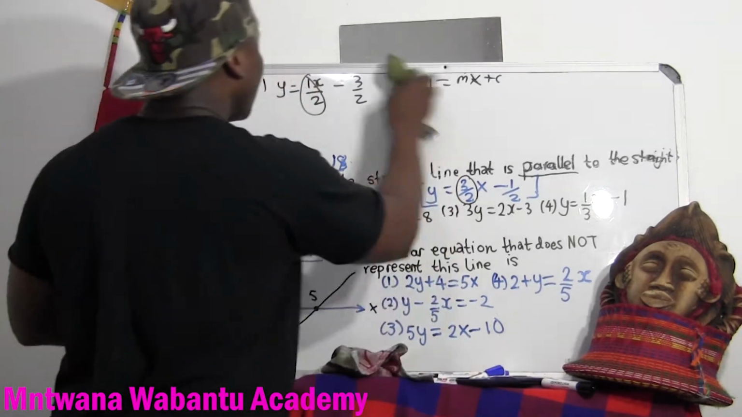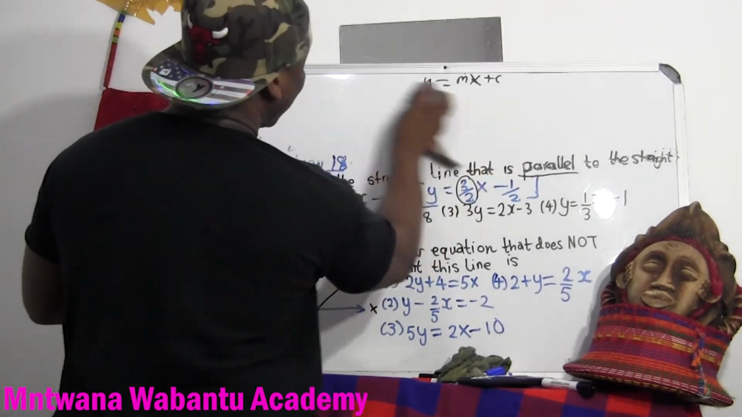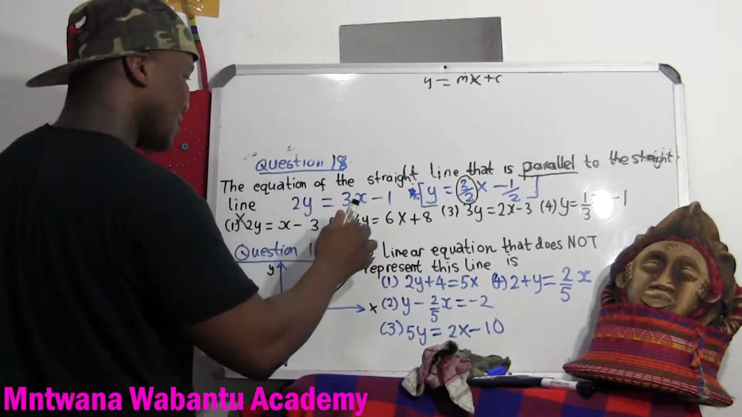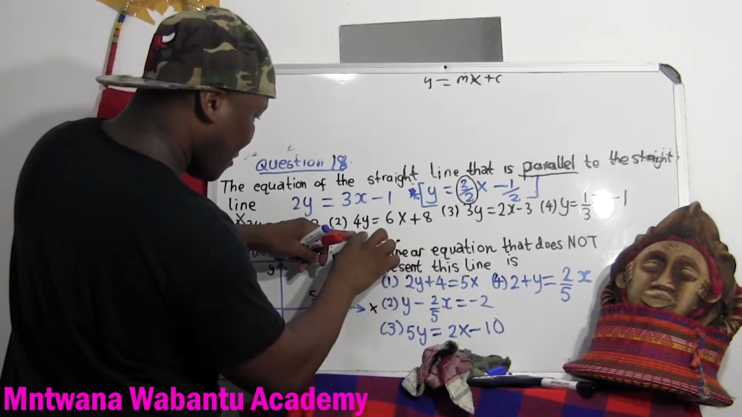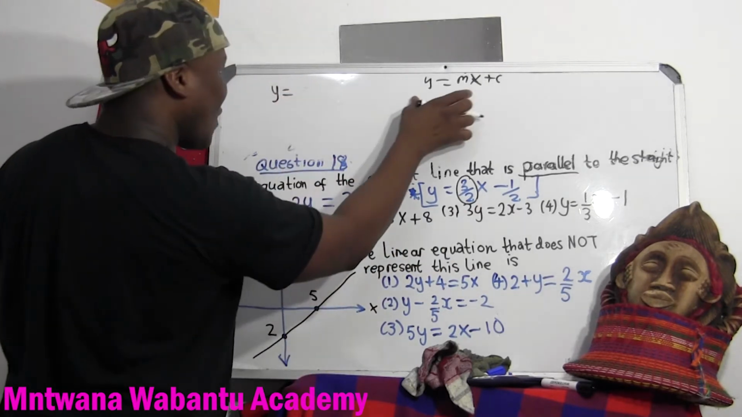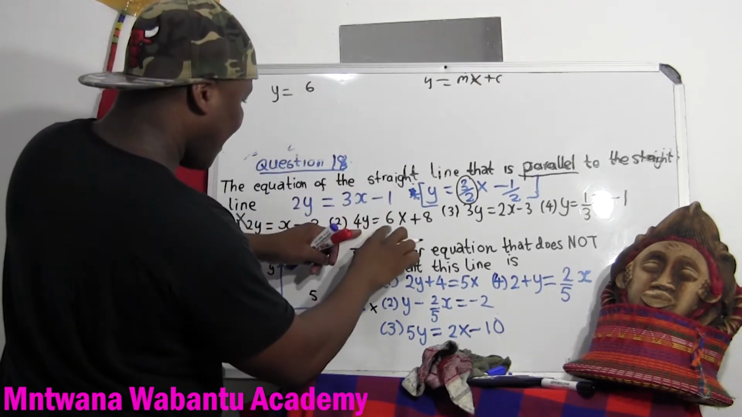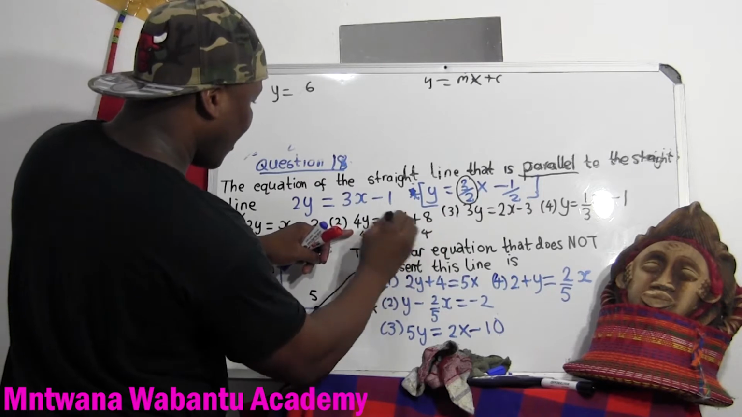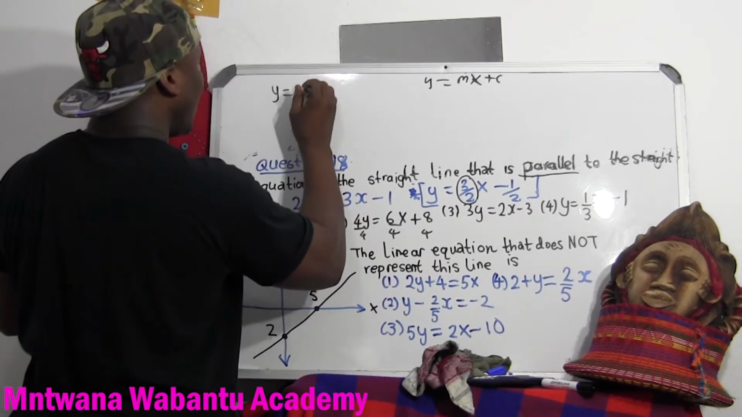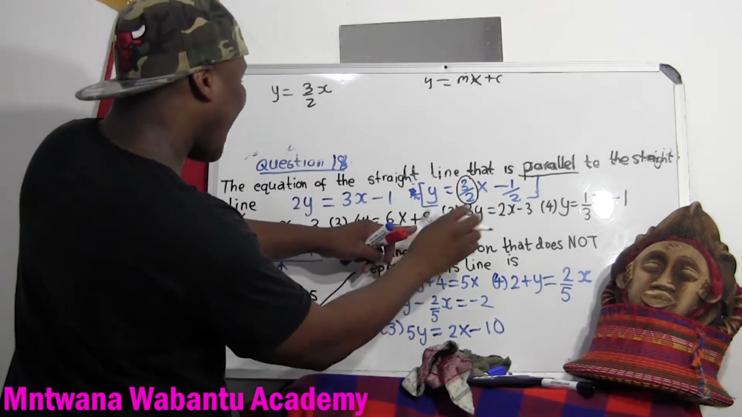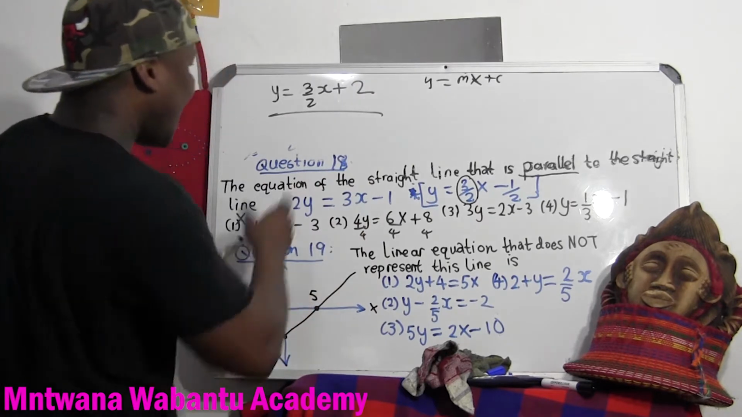Now we go for the second one. For the second one, we do the same strategy. The second one is 4y equal to something, so we divide by 4, divide by 4, divide by 4. When we divide by 4, because we want it to be in this format, y equal to 6 divided by 4, which is 3 over 2, x, now we go plus 8 divided by 4 equal to 2. Let's see. Yes, this is parallel.